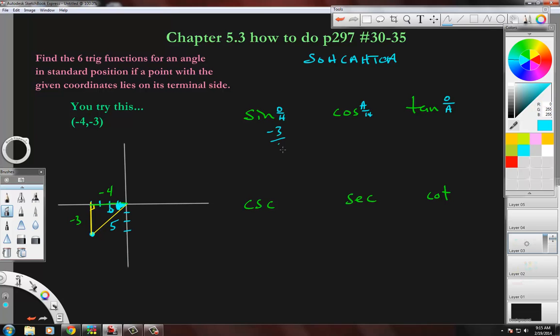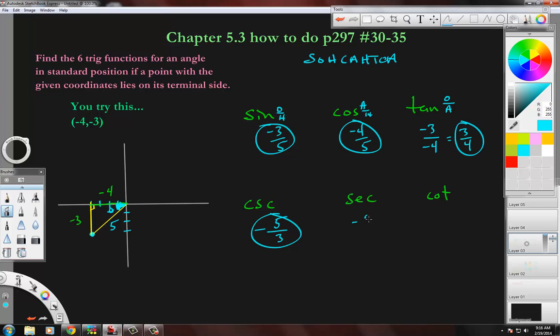That's angle theta. That's going to be opposite over hypotenuse. So that's negative 3 fifths. The cosine would be adjacent over hypotenuse. That's negative 4 fifths. The tangent would be opposite over adjacent, which is negative 3 over negative 4, which is just 3/4. So we'll circle our correct answers. And then for these, we just invert them. So this is negative 5/3, negative 5/4, and 4/3.